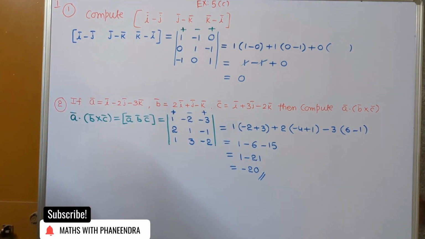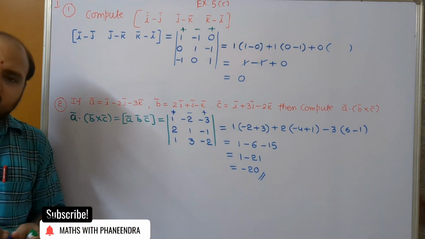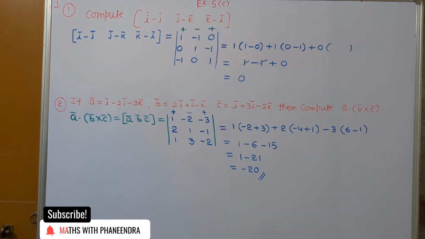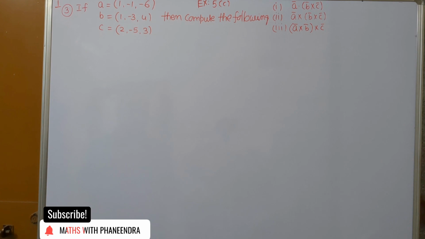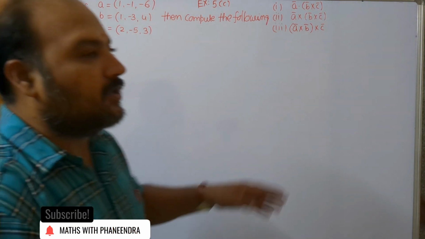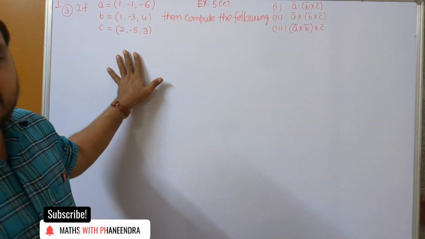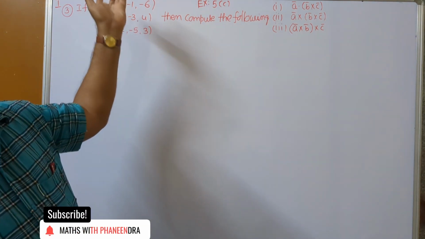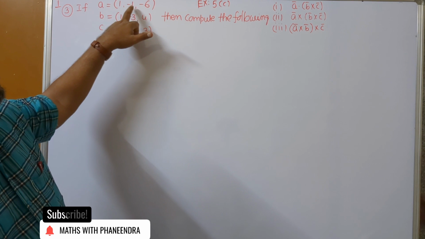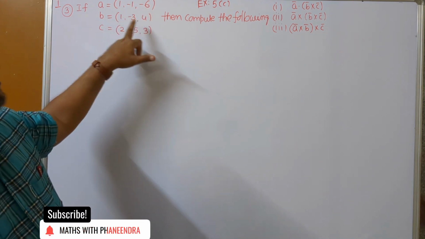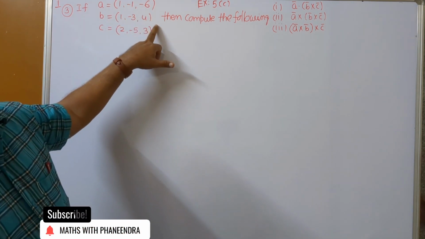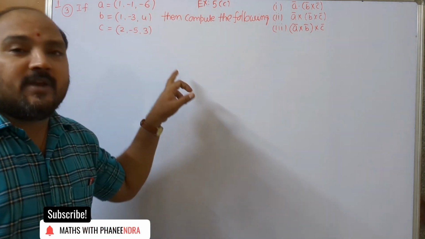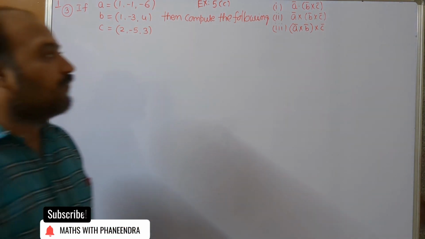So this is the way we can do it, dear students. We'll move on to another set of questions. See here, they are asking to find a, b, c. Vectors are provided, vector triple product it is. The point form is given, we can convert into the vector form: i bar minus j bar minus 6k bar, i bar minus 3j bar plus 4k bar, 2i bar minus 5j bar plus 3k bar.